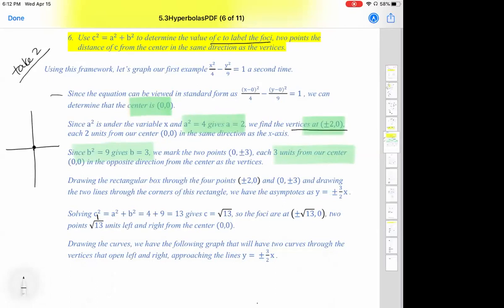I'm sorry, left and right 2. So I have 1, 2, 1, 2. And I'm going to go up and down 3 from our center. So I have 1, 2, 3, 1, 2, 3.